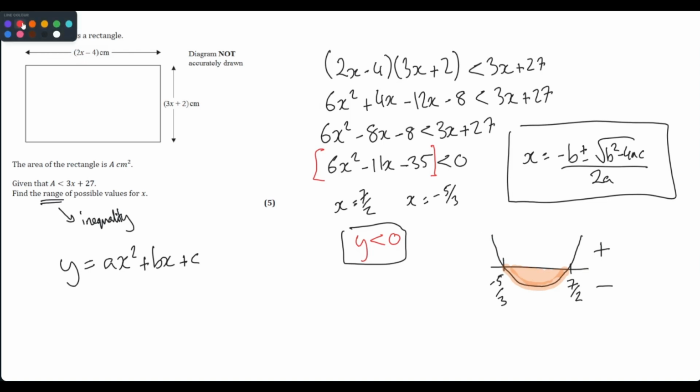Now, as you can see, it's between these 2 points. That's because that's where the curve correlates with that. So therefore, the answer is x is less than and more than minus 5 over 3 and 7 over 2. If you're not sure on the inequality sign, it's going to be the same as that. If it had a line underneath, yes, there would be a line underneath. But there isn't, so that would be the answer.